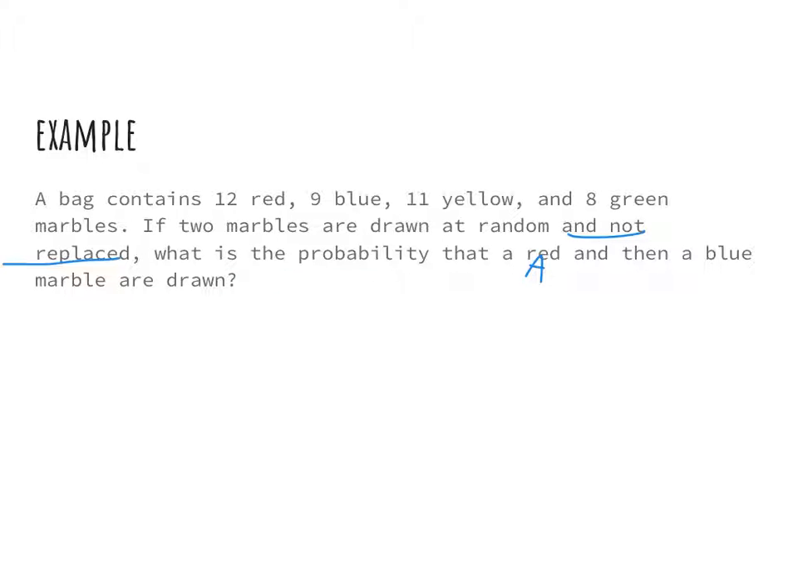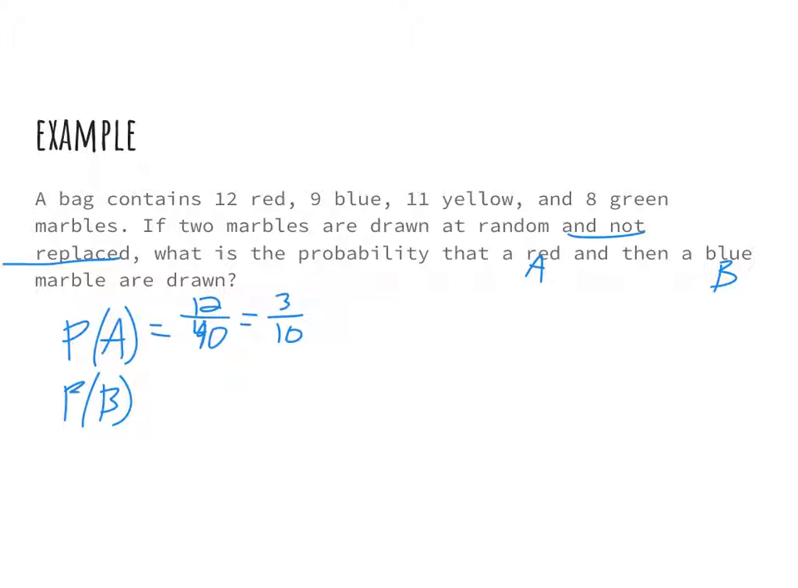For the probability of A, we're going to say is red, and then B is going to be a blue one. The probability of A: there are 12 red out of a total of 40 marbles. If we simplify that down, we can get that down to 3/10. Now, we've picked a red one. When we go to the probability of B, there's not 40 marbles in there anymore because we took one of the reds out. There's only 11 left now.